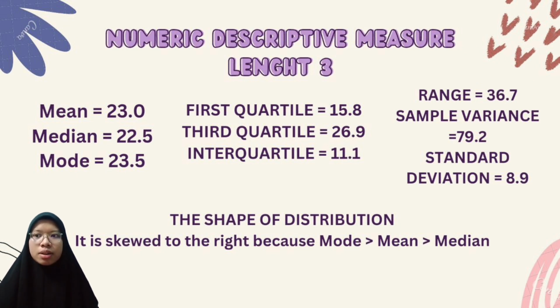The standard deviation equals 8.9, which is the square root of the sample variance, 79.2. Then, since the mode is larger than the mean and the mean is larger than the median, we conclude that the distribution's form is skewed to the right.